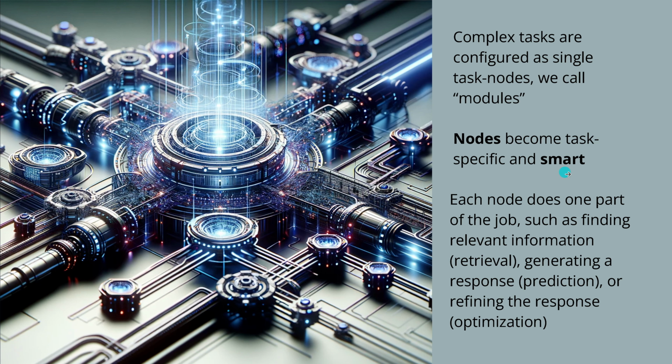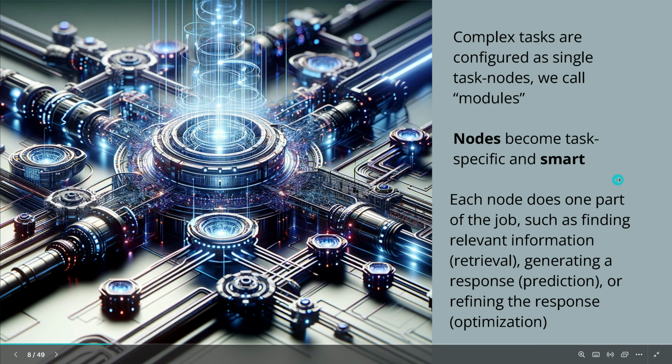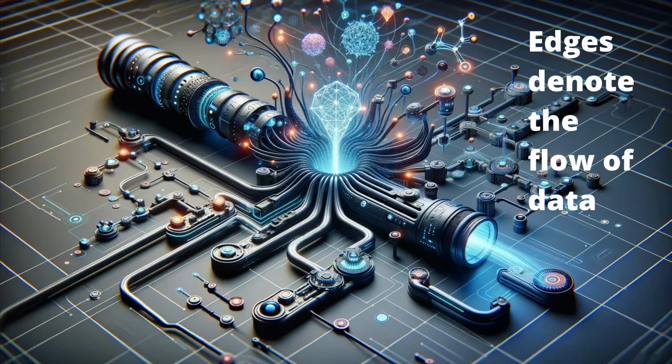So each node does only one part of the job, such as finding the relevant information, it's a retrieval node, generating a response, it's a prediction node, or refining the response of the system, it is an optimization node. And what goes between the nodes? We have edges. Edges denote the flow of data. But now, since we have intelligent nodes, we have self-programmable intelligent edges.